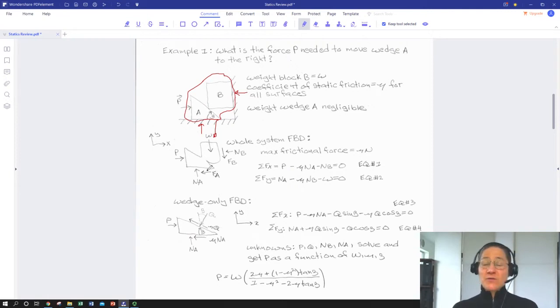So remembering with friction, we have to know what direction something would move, so we know what direction to write the frictional force to oppose that motion, because by definition, frictional force is always opposing motion. So if we push wedge A to the right, we'll have the frictional force between A and the horizontal acting to the left, and of course pushing the wedge A to the right will result in block B being pushed up, so its frictional force would be downward.